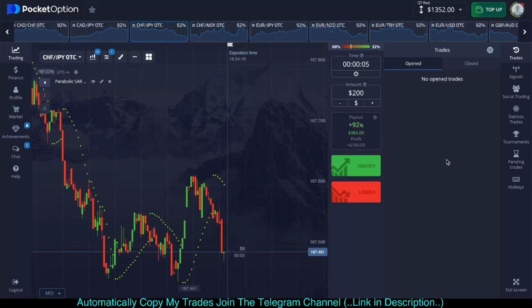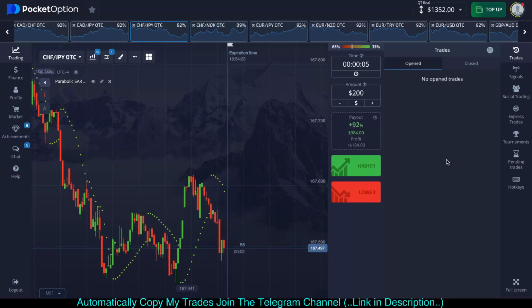In this way you can start to trade by using this exact strategy and make fruitful money for yourself in upcoming days.